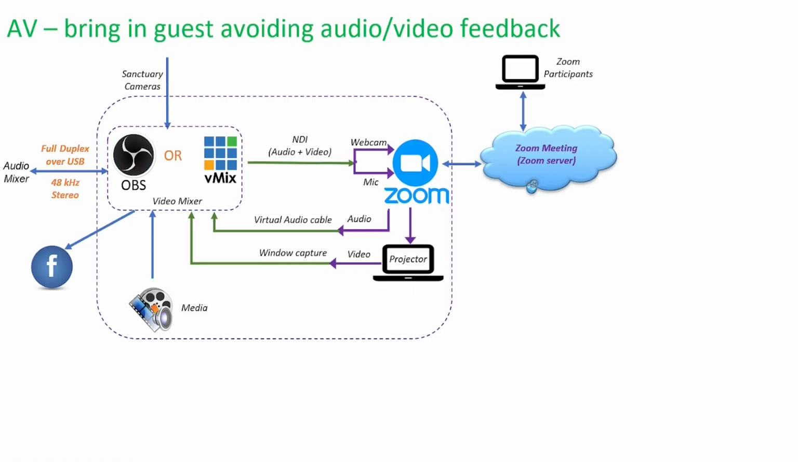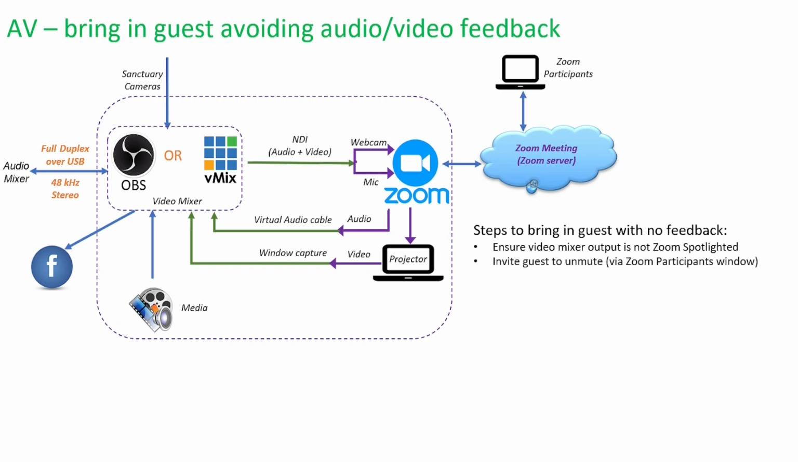Here's the workaround procedure that we've used to avoid video feedback. Remove Zoom Spotlight from the video mixer output. By default, this is enabled at the start of the webinar. With Spotlight on, Zoom will continue to show the video mixer output and not the guest. Even when the guest starts speaking with Spotlight on, Zoom will not switch to the guest video.